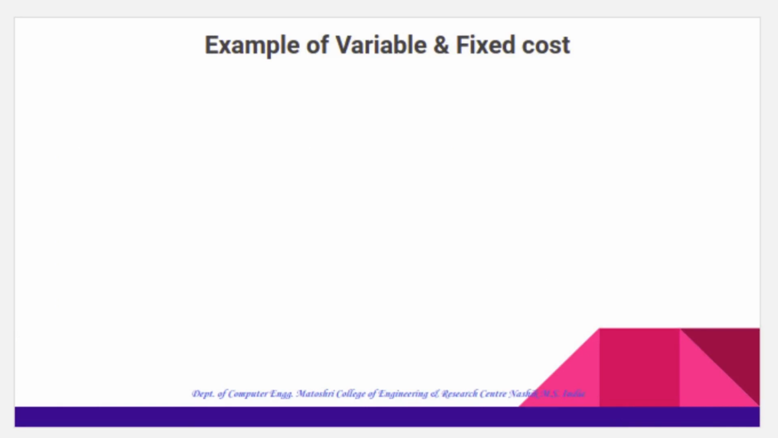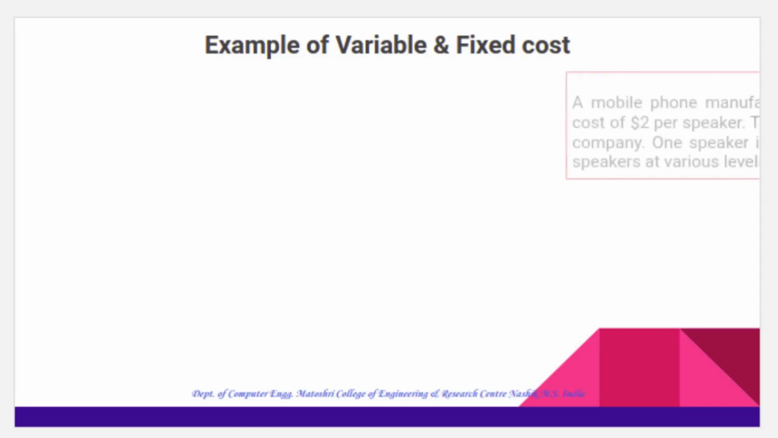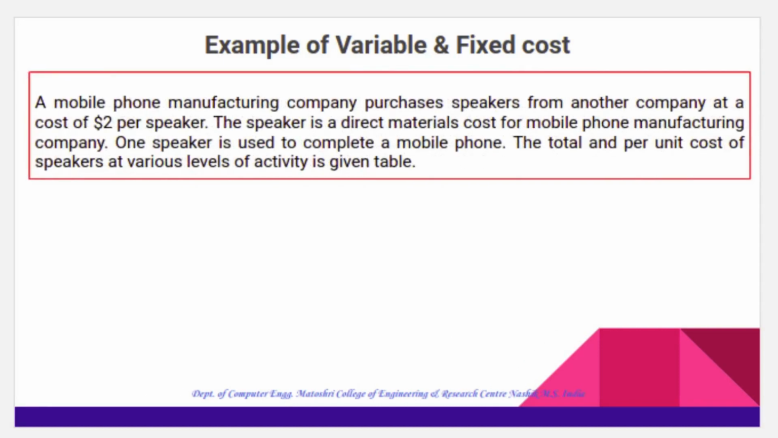A cost that changes in total dollar amount with the change in the level of activity is called variable cost. A common example of variable cost is direct material cost. For example, how variable cost behaves in a manufacturing company. A mobile phone manufacturing company purchases speakers from another company at a cost of $2 per speaker. The speaker is a direct material cost for the mobile phone manufacturing company. One speaker is used to complete one mobile phone.